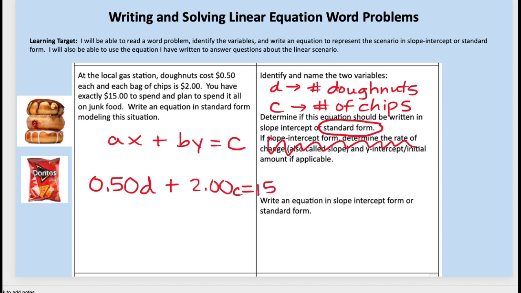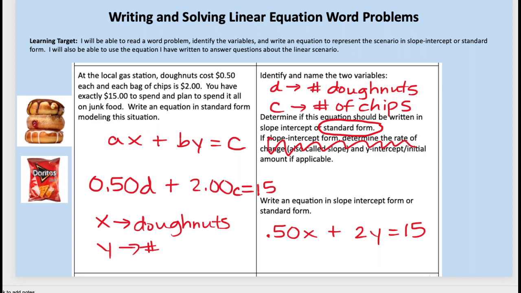So again, you can use any variable that you want as long as you identify and name the variables, or you can just use X and Y. But if you use X and Y, you've got to make sure you label which is which. So if this was the case, I would say that X stands for number of donuts, and Y stands for number of chips.